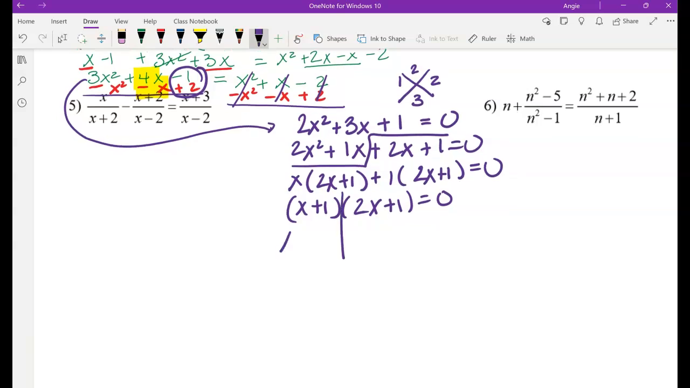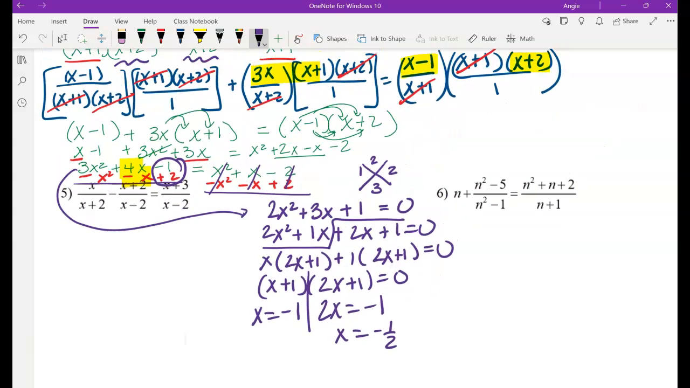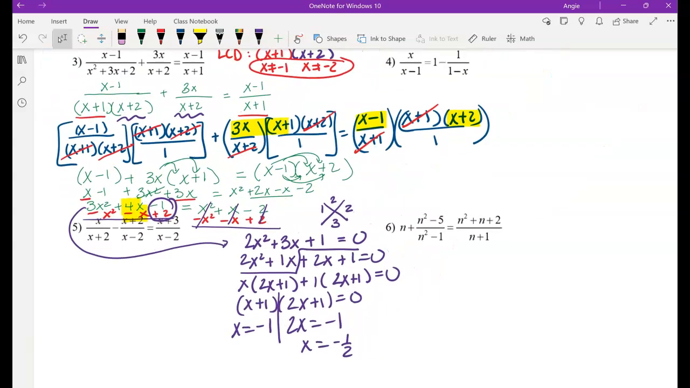Let's solve. x equals -1 and 2x equals -1, so x equals -1 over 2. All right, now before we box it up, we have to go check with the big boss, which is your restrictions. Okay, so it says x can never be -1, students, or -2. When we solve, we have two answers. X is -0.5 and -1, so we cannot keep -1. Cross that out. So students, for this one, we can only have one answer, which is -1 over 2.